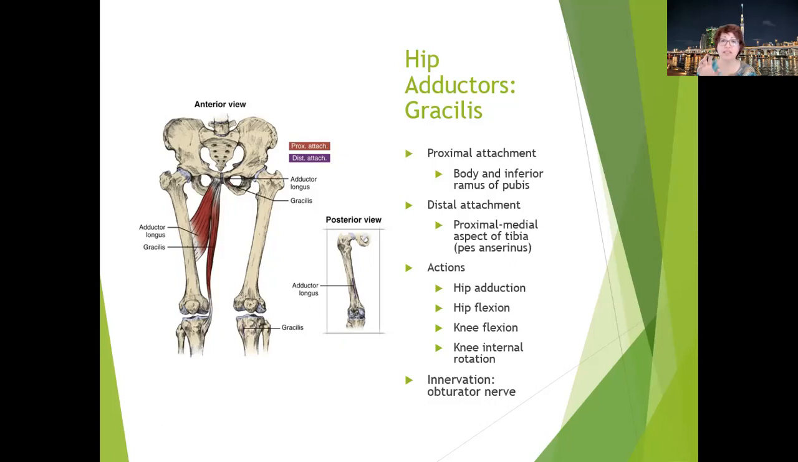So it performs hip adduction, hip flexion. It has a little bit of a line of pull for knee flexion because of that posterior to anterior excursion, and a little bit of a line of pull for knee internal rotation. As a hip adductor, it is innervated by the obturator nerve. Primarily at the knee, it works on medial stabilization of the knee, as do the sartorius and the semitendinosus, but it has those other lines of pull that it can participate in those other actions.